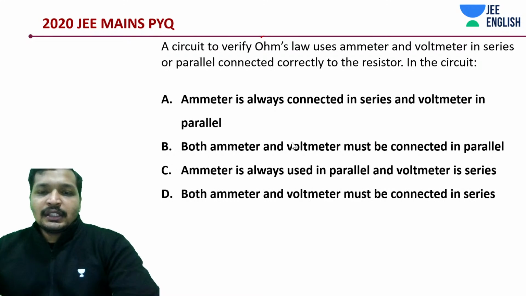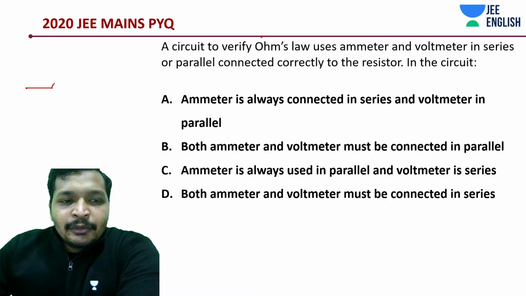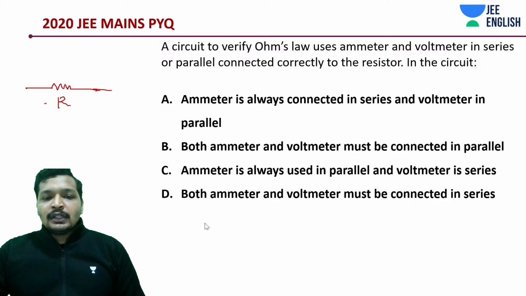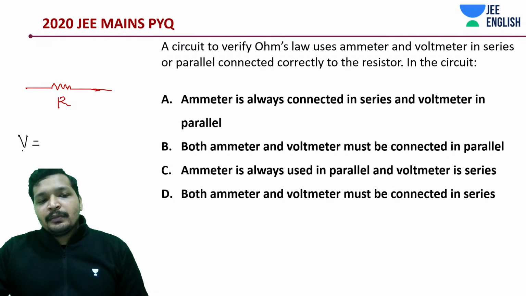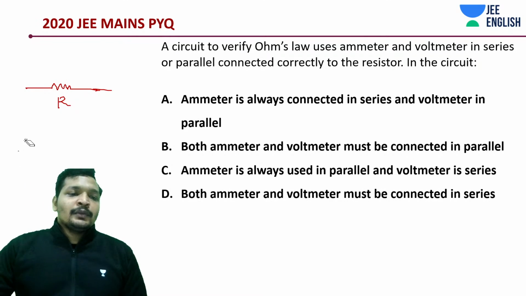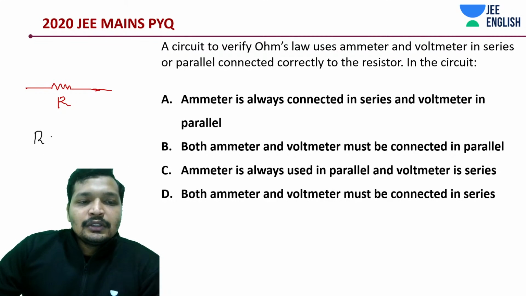Always remember this thing. If you don't know this yet, this is the time to memorize it. To find the resistance, you need two things: current and potential drop. From Ohm's law, V is equal to IR. This is what we are going to use.